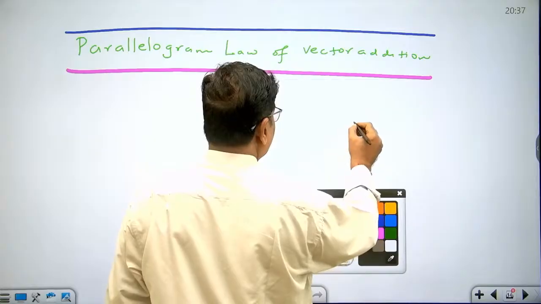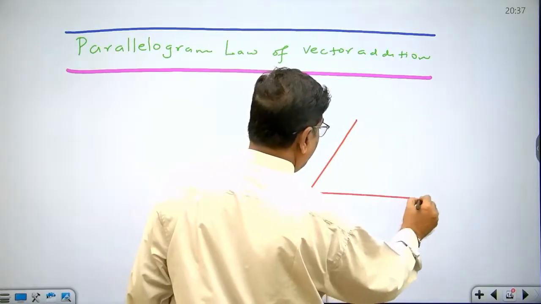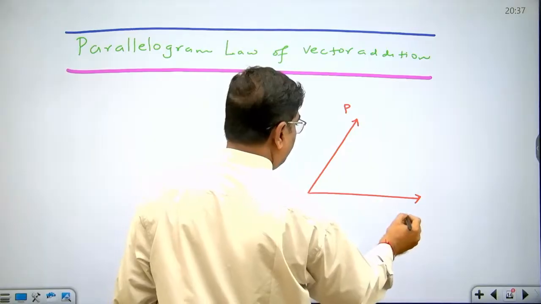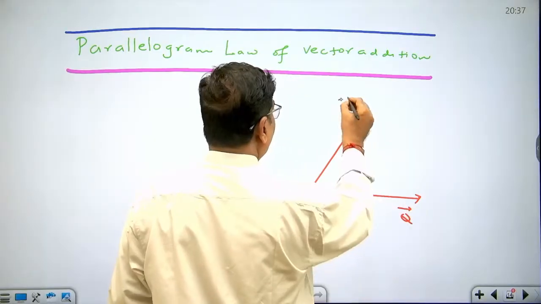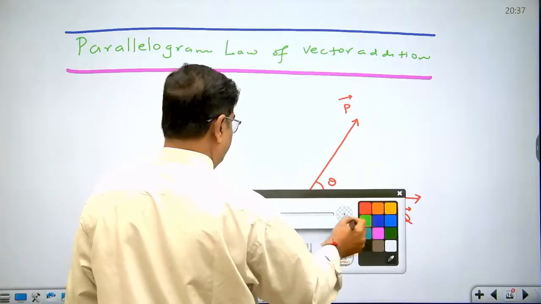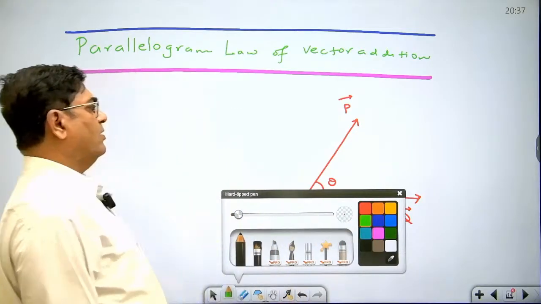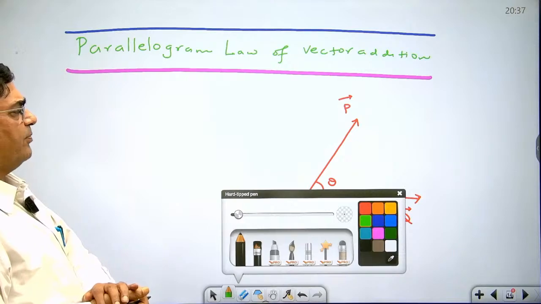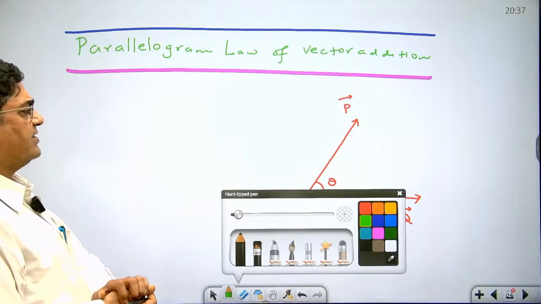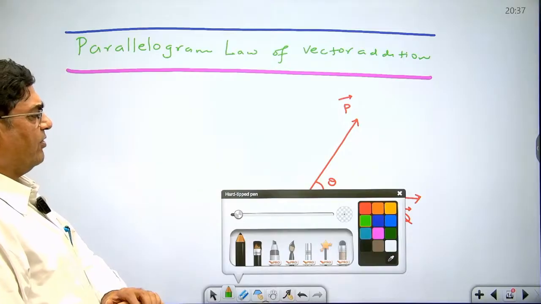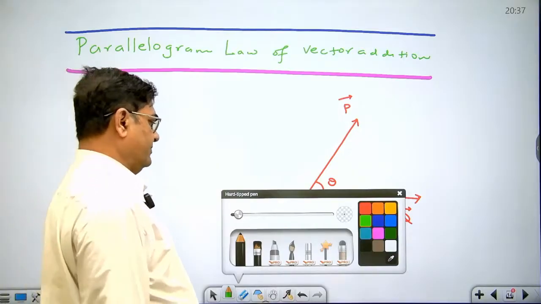Dear student, let us assume here are two vectors P and Q, which are inclined at an angle theta. Now, we are interested in finding the resultant of P and Q, and also the angle made by the resultant with vector P or vector Q. Okay. Now let's see.